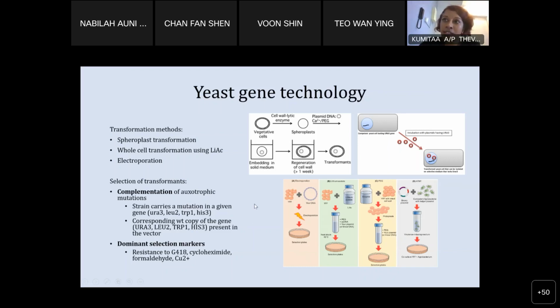You also can select using other dominant selection markers. So for example, if a particular strain is resistant to G418 or formaldehyde or cycloheximide, that can also be used as a selection to identify which of your cells now contain your gene of interest or your protein of interest.